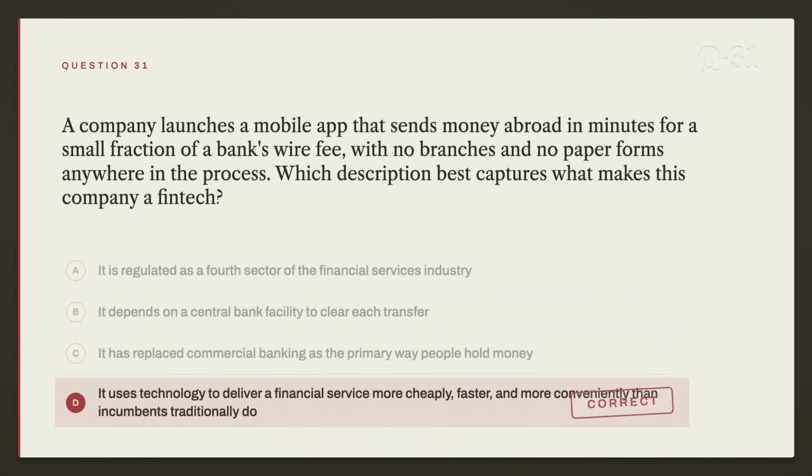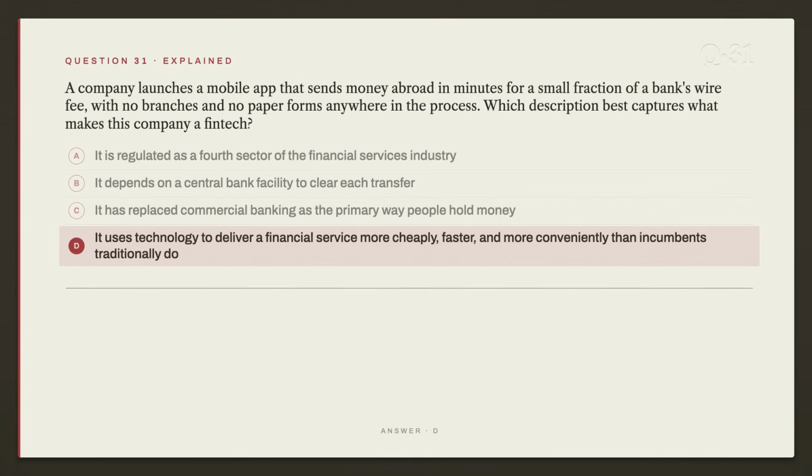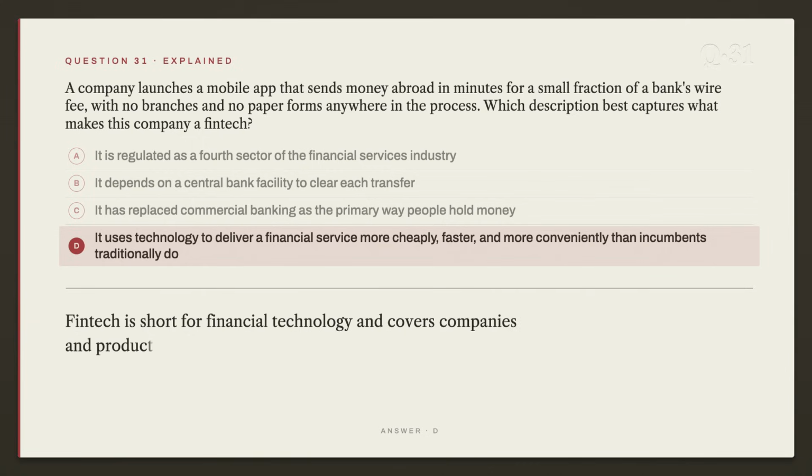The correct answer is D. It uses technology to deliver a financial service more cheaply, faster, and more conveniently than incumbents traditionally do. D is correct because Fintech is short for financial technology and covers companies and products that use new technology to deliver financial services more cheaply, faster, more conveniently, or more accessibly than incumbents traditionally manage.